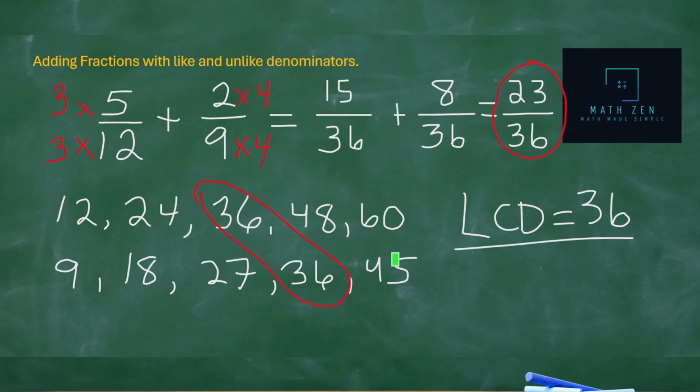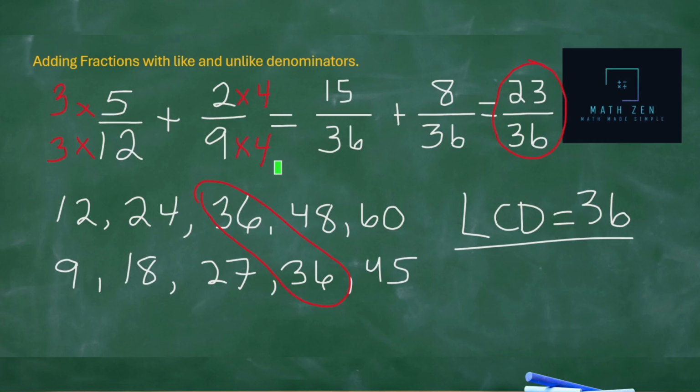I teach my kids to go 5 terms, and if you don't have a match at that point, continue listing your multiples. In this case, you can see we do have a match, and that match is at 36. So 36 is the LCD. And how we use that is we rename our 2 fractions, like we have here, and we just use 36 as our new denominator.